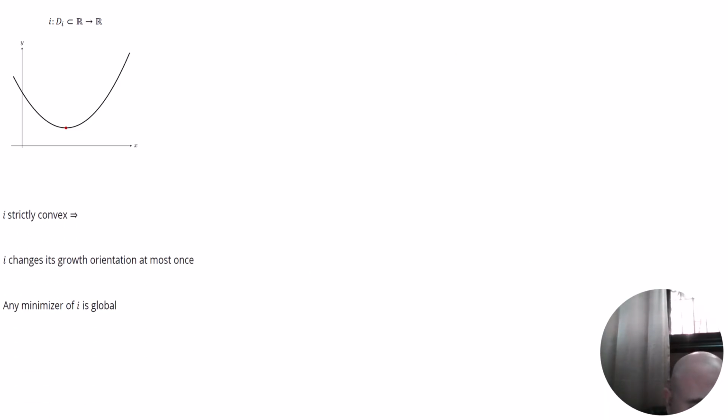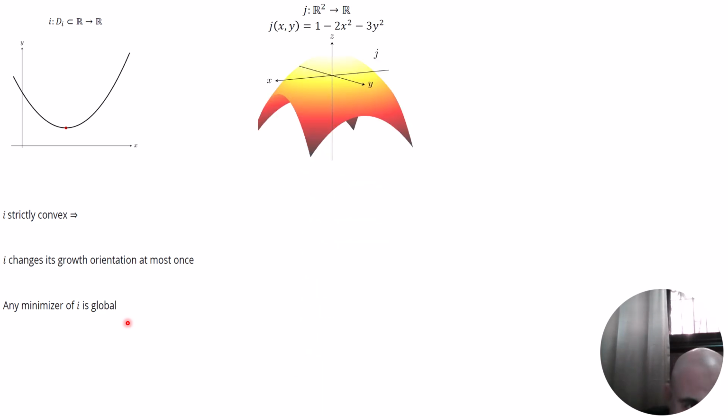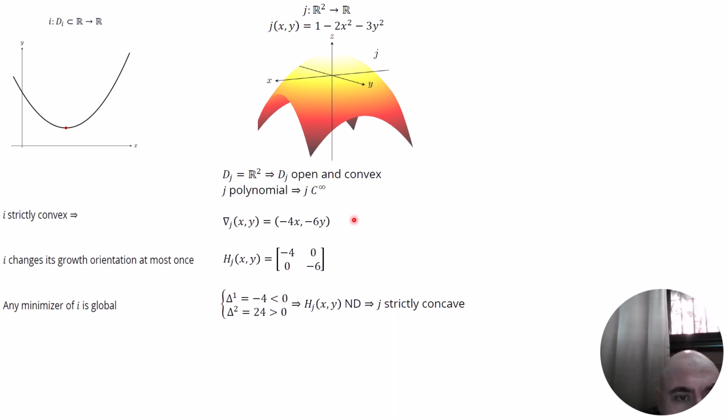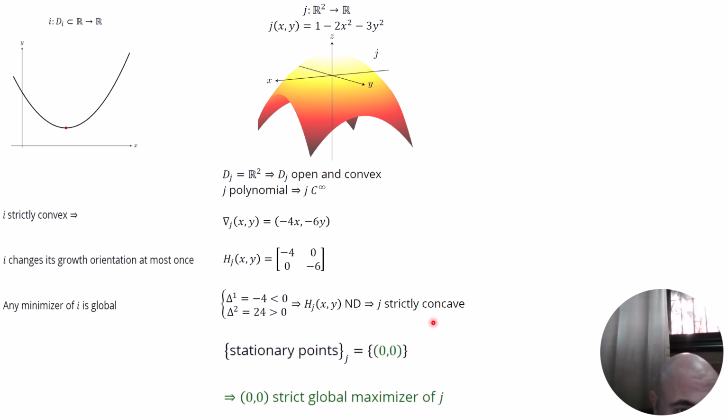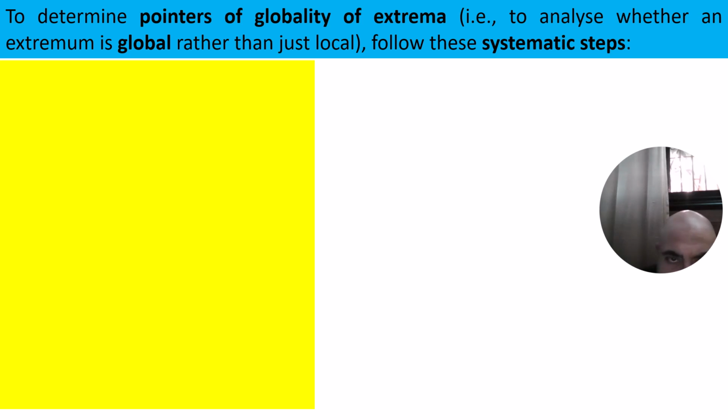This is also the analysis. For a convex function that changes its growth orientation once, any minimizer of it is global. This is an example from R2, which is 1 minus 2x squared minus 3y squared. Once you get the gradient vector, you do the Hessian matrix. It's negative definite, so it's a strictly concave function. And remember that since it's a strictly concave curve and it's an open domain, it's a strict global maximizer.